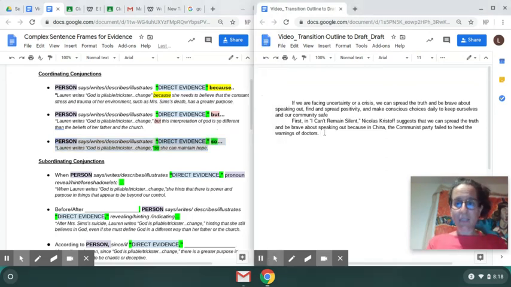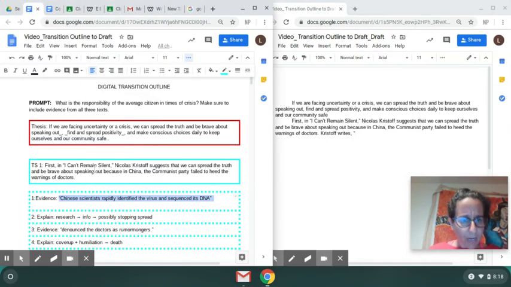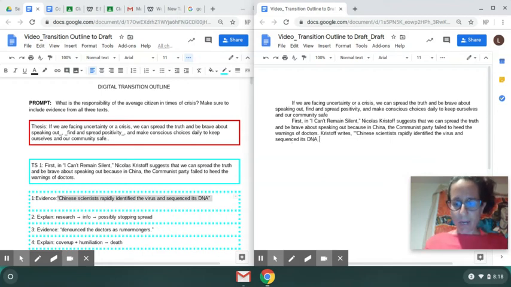My person in this case is Christoph, the author. He's writing. And so now I can jump in and see what he writes, making sure that it makes sense within the context. Christoph writes, Chinese scientists rapidly identified the virus and sequenced its DNA. Yep, that as it stands is just fine. It makes sense. Sometimes I might need to add a word so it flows right. So Christoph writes, Chinese scientists rapidly identified the virus and sequenced its DNA.